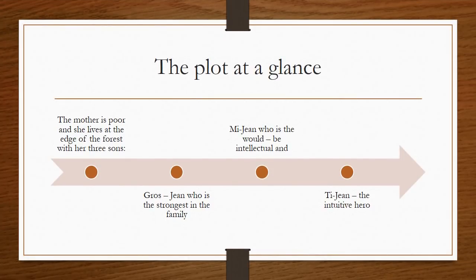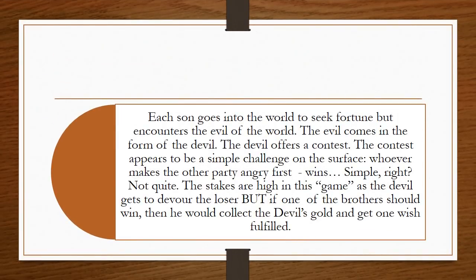Let's look at the plot at a glance. The mother is poor and she lives at the edge of the forest with her 3 sons. There is Gros-Jean, who is the strongest of the family. Mi-Jean, who is the would-be intellect, and then there is Ti-Jean, the intuitive hero. Each of these 3 boys is different, and each of them goes out into the world to seek fortune.